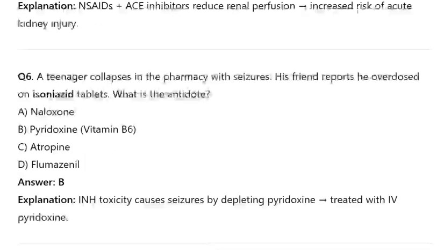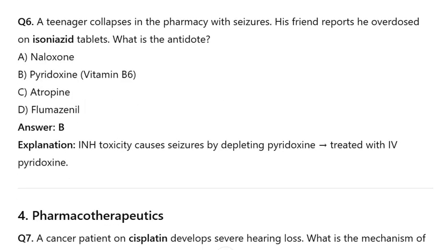Q6. A teenager collapses in the pharmacy with seizures. His friend reports he overdosed on isoniazid tablets. What is the antidote? A. Naloxone. B. Pyridoxine, vitamin B6. C. Atropine. D. Flumazenil. Answer B. Explanation: INH toxicity causes seizures by depleting pyridoxine, treated with IV pyridoxine.